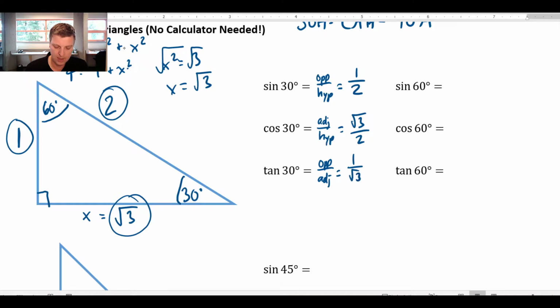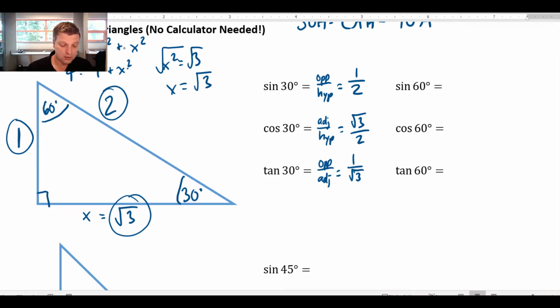Now, this is a point where math purists out there will scream and get all upset because I've got a radical on the bottom of that rational expression. We can't leave a radical on the bottom of a rational. We'll get into that later when we talk about radicals.